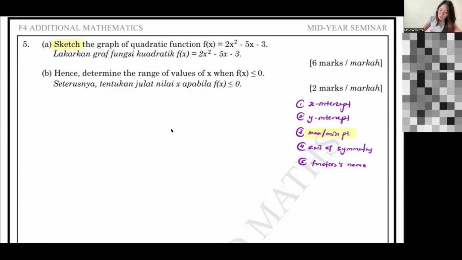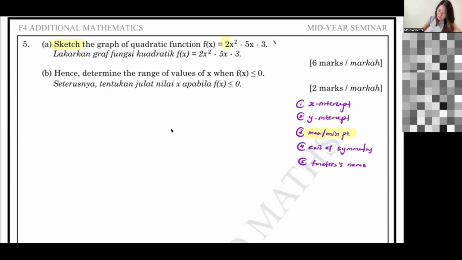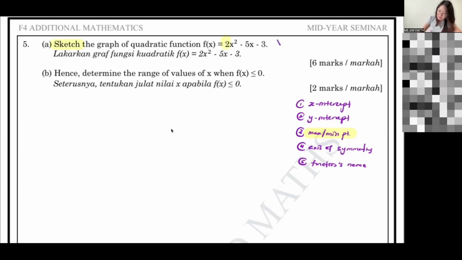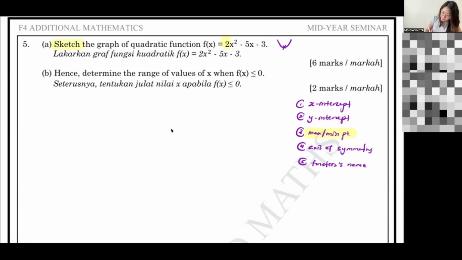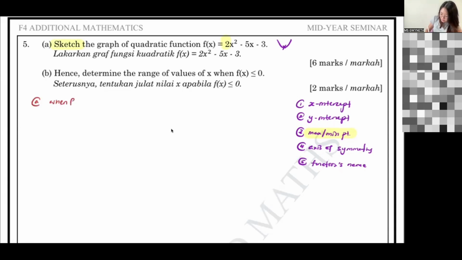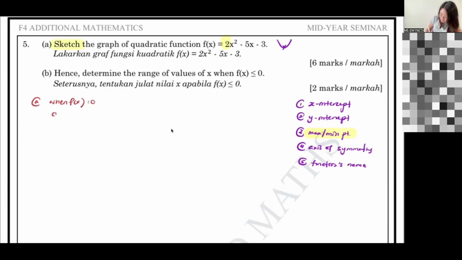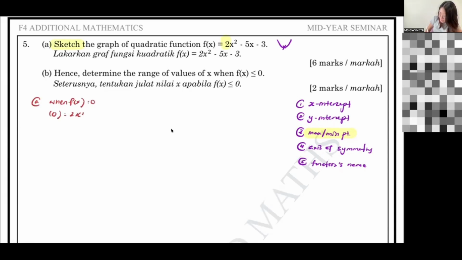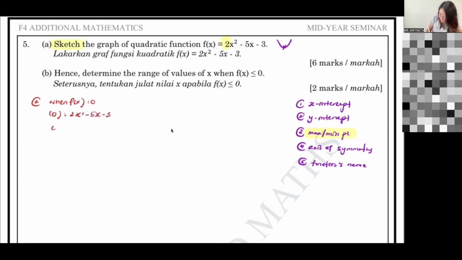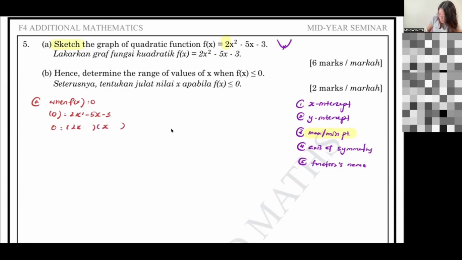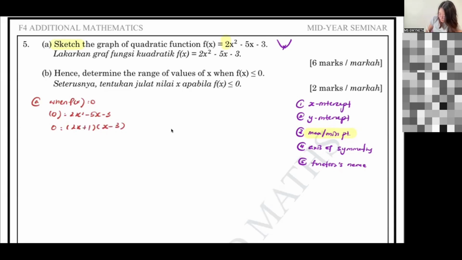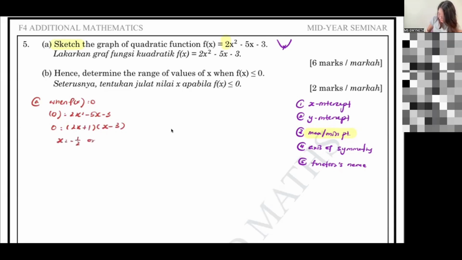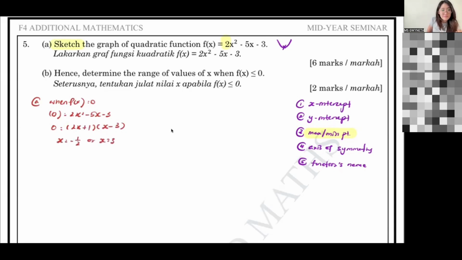Now, first thing, you observe the value of a first. This is a smiley face, a smiley face with a minimum point, correct? Then first find out your x-intercept. Substitute f(x) equal to 0. So 0 equals 2x squared minus 5x minus 3. Then factorize. 2x times x, 1 times 3, and minus 6 plus 1. x equals negative 1 over 2, x equals 3. Number 1.